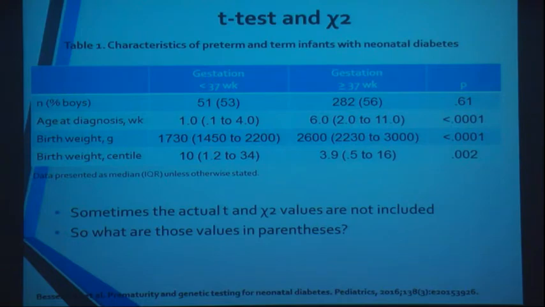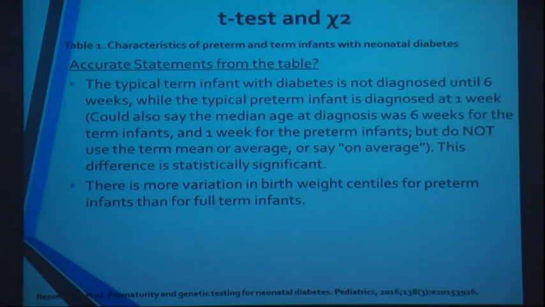How are babies born less than 37 weeks different from babies born at 37 weeks or later when we're talking about babies with neonatal diabetes? Okay, who's bigger? No surprise there, right? All right, birth weight centile, that one's a little interesting, okay? So there we've got weight for gestational age. We see it's actually reversed. Okay, so the babies that are in utero longer are more likely to be growth restricted, okay, when there's diabetes involved. Okay? All right, so here's some things we can say.